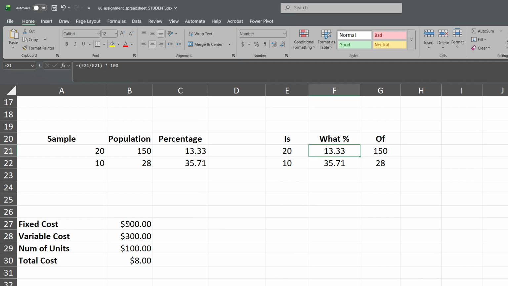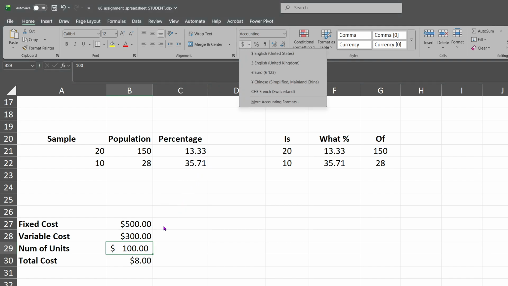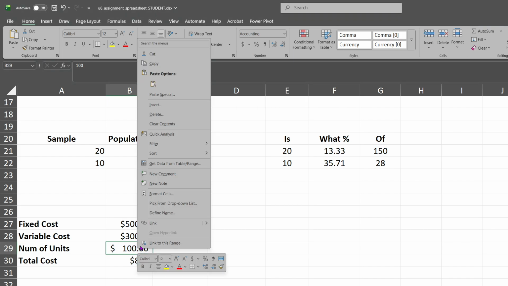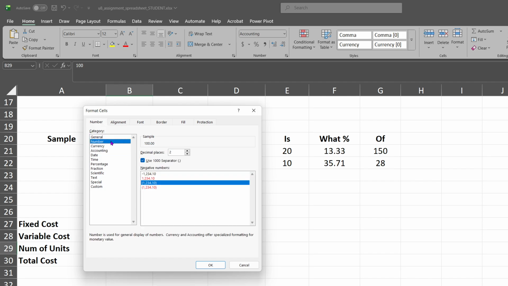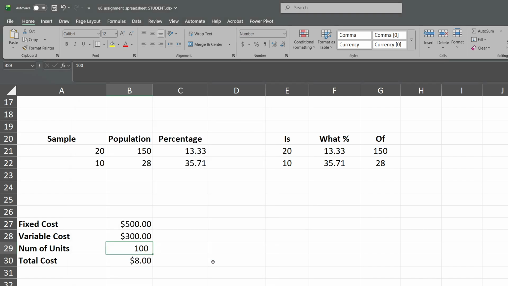Fixed cost was $500 in that example. The variable cost was $300. The number of units, this should not be a dollar sign, my fault. Let me clear that formatting. To clear this formatting, I can go to Format Cells, and I'm just going to treat it as a number. No decimal places. Okay, so I got 100, right? So the number of units was 100.